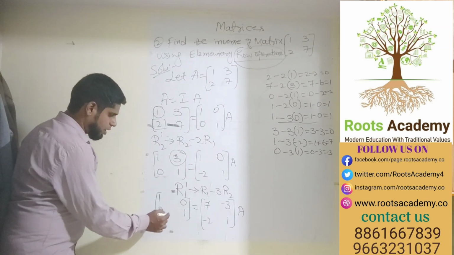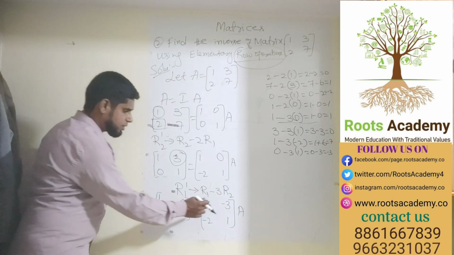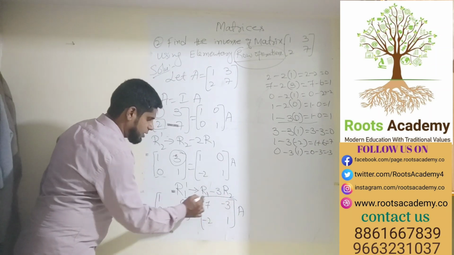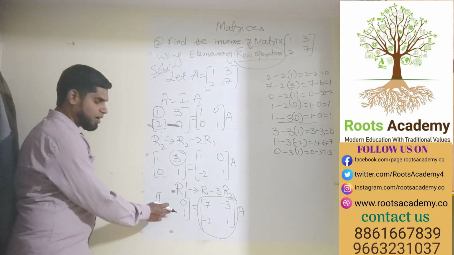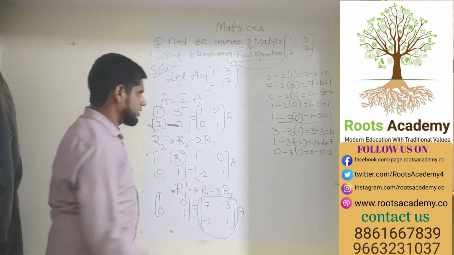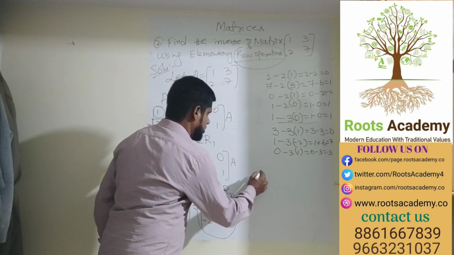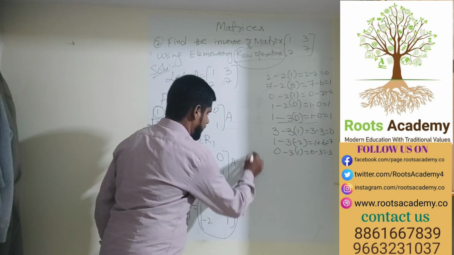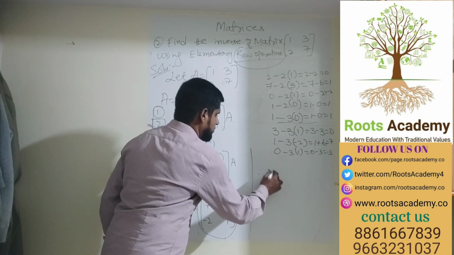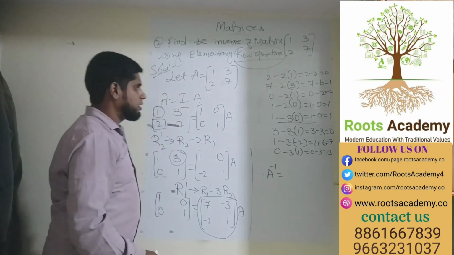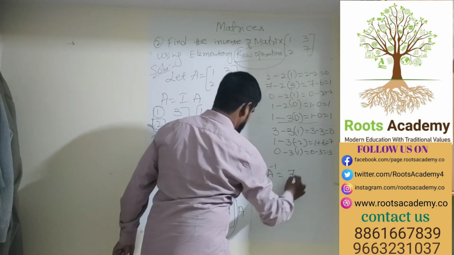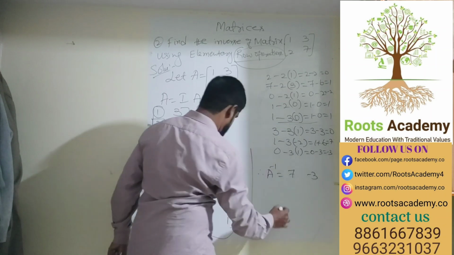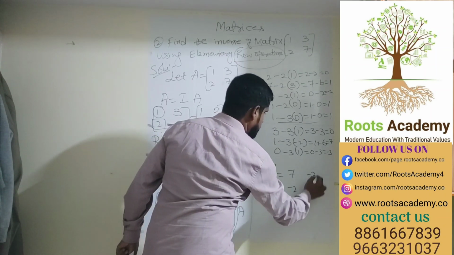So student, here I have an identity matrix. Then this is my inverse, because on the left hand side I got identity. So the conclusion is, therefore A power minus 1, that is the inverse of this matrix, is 7, minus 3, minus 2, 1.